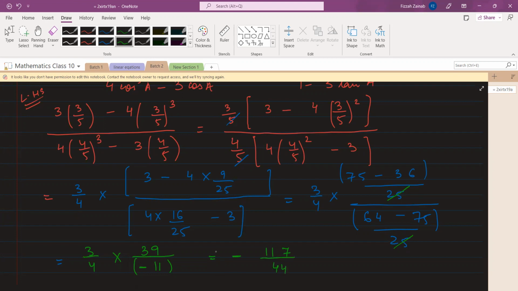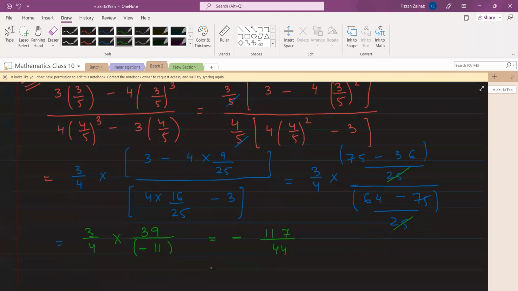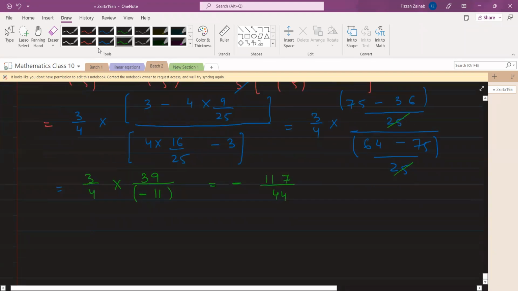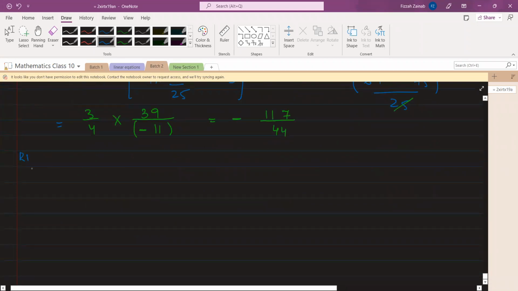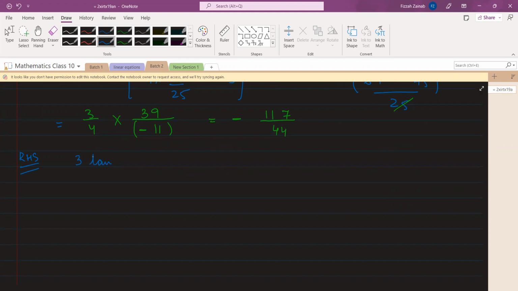So this is your LHS, right? Yes. And I think RHS should also come the same when you have to verify. Let us check. RHS is this: 3 tan A minus tan cube A divided by 1 minus 3 tan square A, right? Okay.